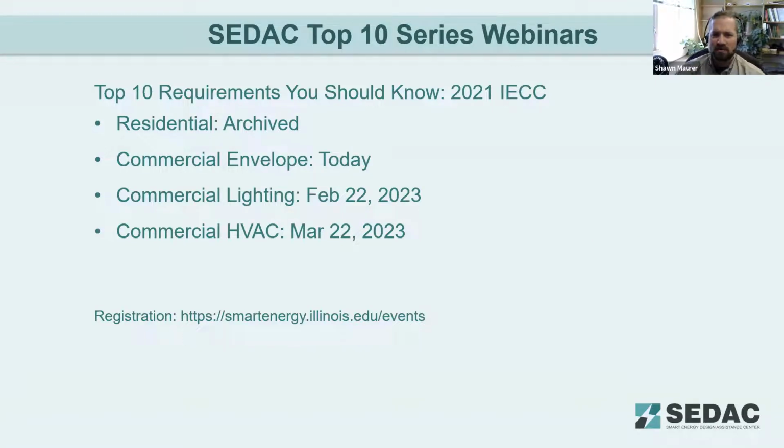Today's webinar is part of a series breaking out the individual portions of the code into smaller, more digestible chunks. We've already talked about residential. It's been archived and is available on our website. Today we're talking about commercial envelope, and in the future we'll be touching on lighting and HVAC.